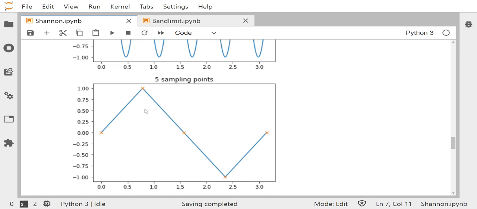This doesn't look like sine of 10 times x. It looks exactly like the sine of x. So if I reconstruct my signal from this, then it would exactly look like sine of x. And sine of 10 times x would incorrectly be interpreted as sine of x.